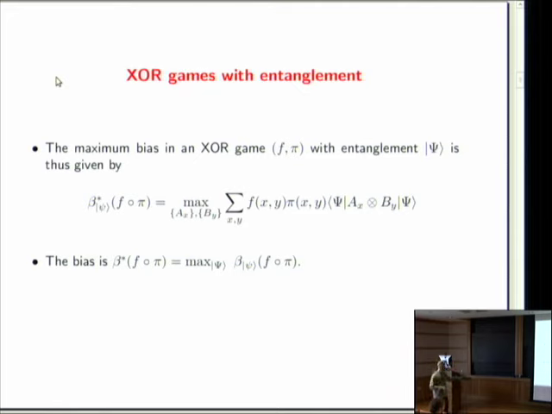Maybe you could explain it in more intuitive terms what's going on. So what are these matrices A_x and B_y? Are they measurements that the two parties do? Right. It's just like Alice is making a measurement on her part of the state, and Bob on his.